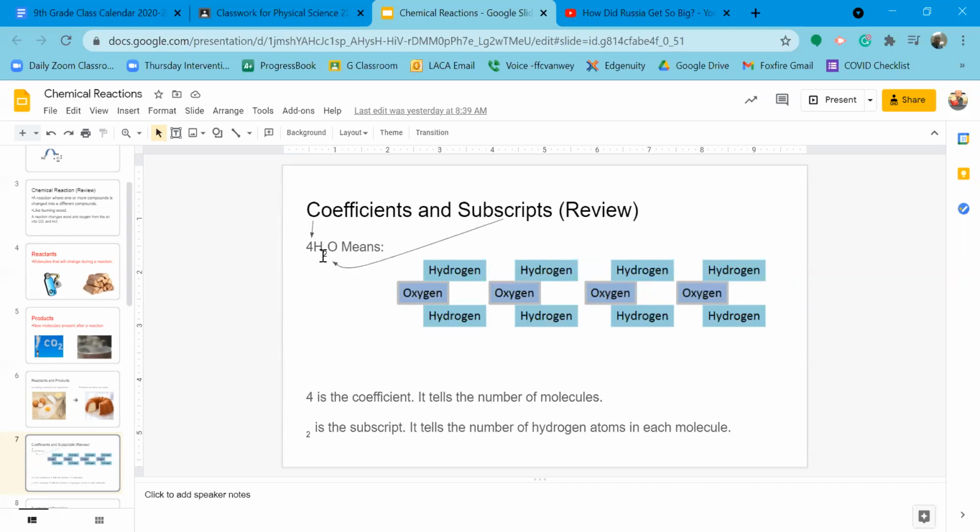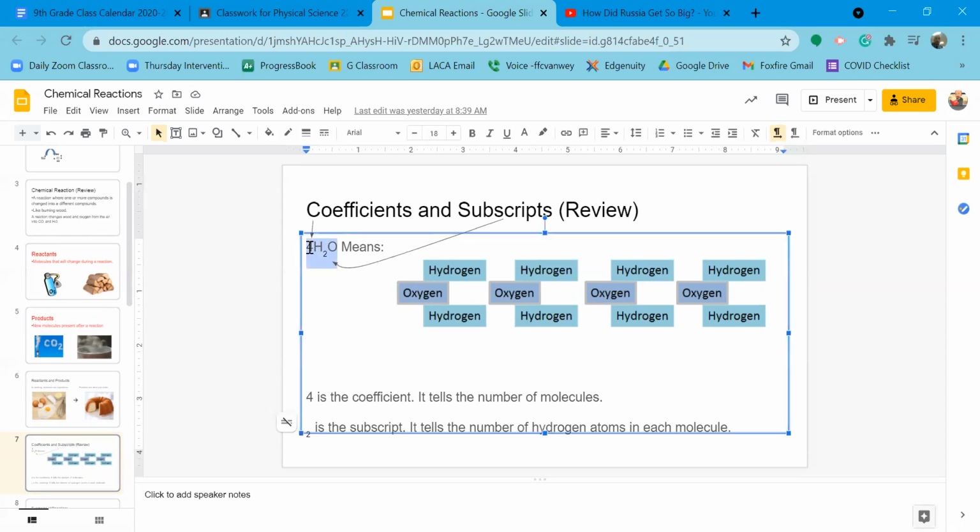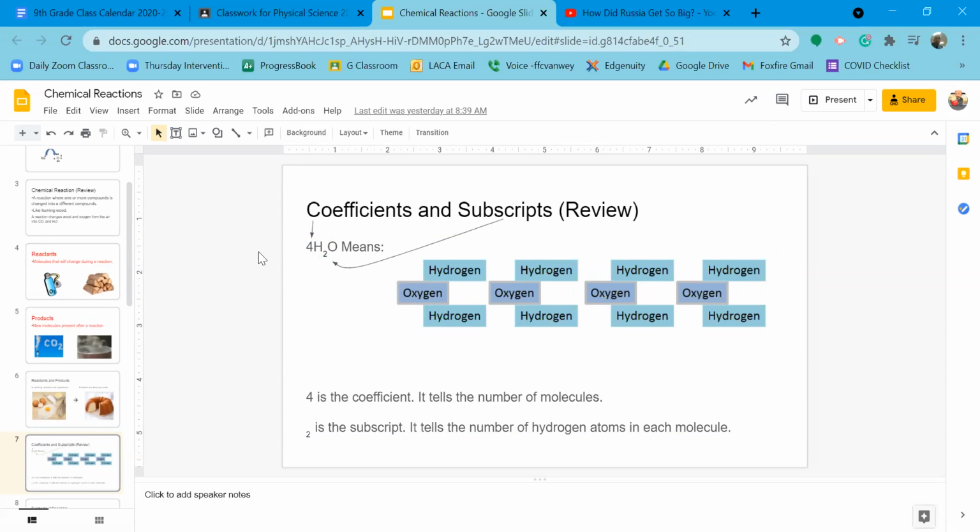so 2 in each. Now, what we will eventually need to do is say, well, 4H2O means I have 8 hydrogens and 4 oxygens. We'll need to be able to do an inventory, sort of a list of the atoms that exist in this set of reactants or products. This will make more sense as we go forward.